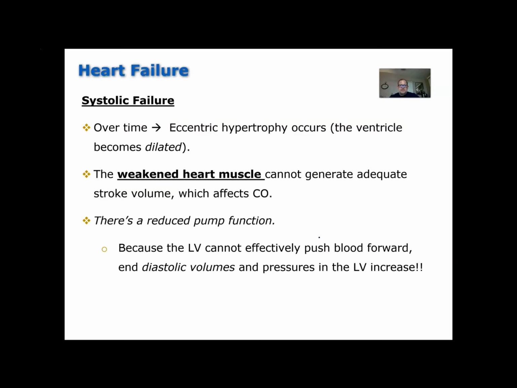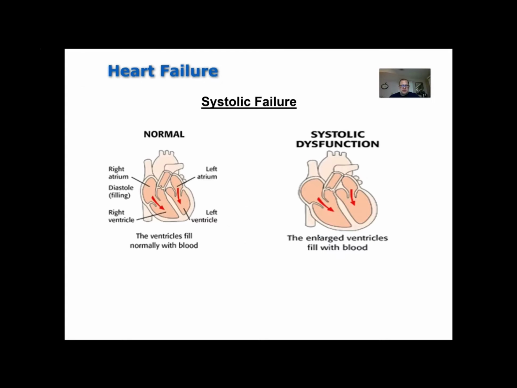Basically, over time, eccentric hypertrophy occurs, and the ventricle becomes dilated. Remember, that's like that extra swelling. So the ventricle becomes swollen, stretched out, and then the weakened heart muscle cannot generate adequate stroke volume, which affects cardiac output. Like I said, that whole balloon analogy, it keeps blowing out, keeps stretching. Eventually, it can't squeeze tight like it should. And then because the left ventricle cannot effectively push the blood forward, the diastolic volumes and pressures increase.